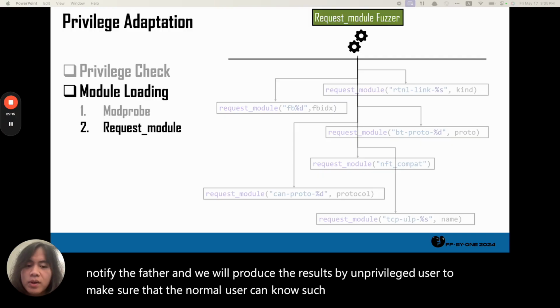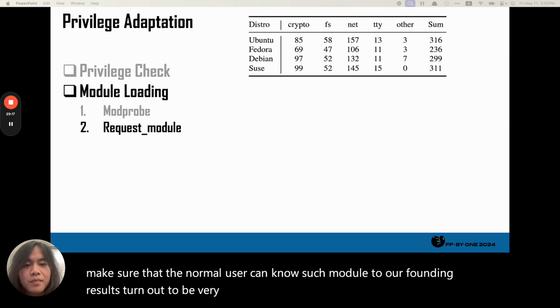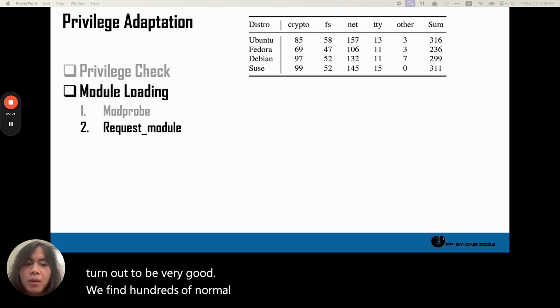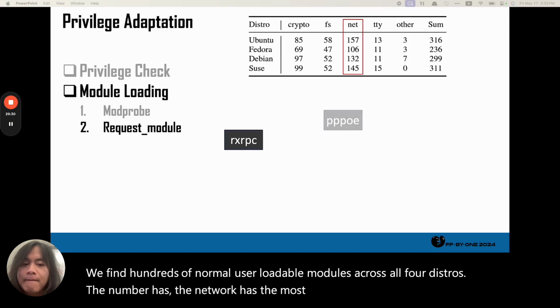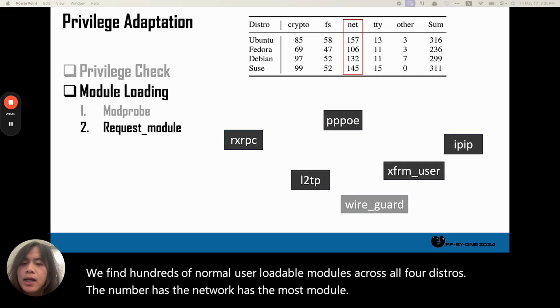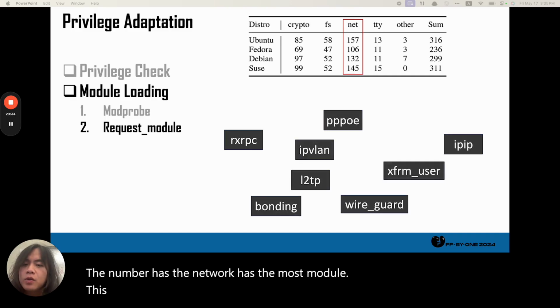Our fuzzing results turned out to be very good. We found hundreds of normal-user loadable modules across all 4 distros. The network category has the most modules. These are a sample of the modules, so that's not all of them. And next is crypto.